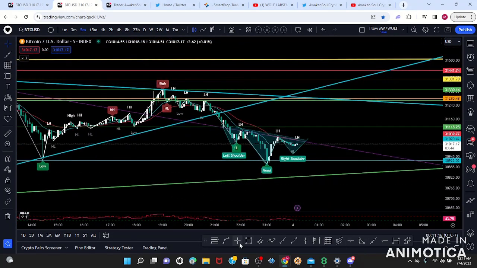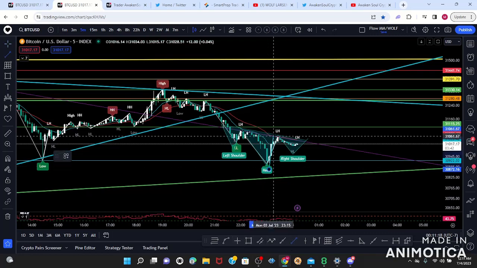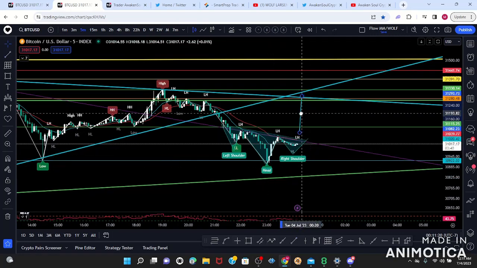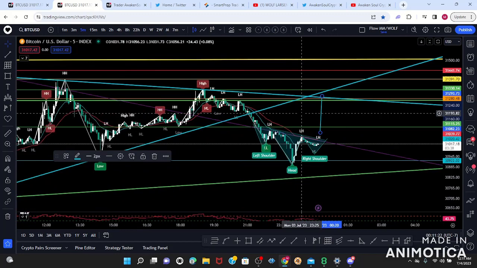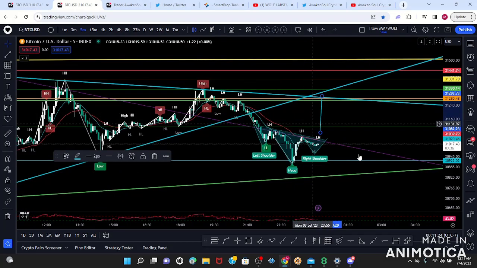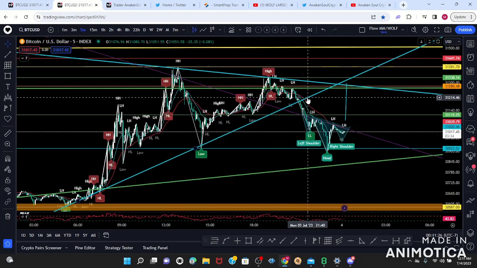Right, a cute little inverted head and shoulders could be at play. And then check this out. Right, measured move. We could come right here. And that's your next play. I mean, in, out, that's how I scalp, right?